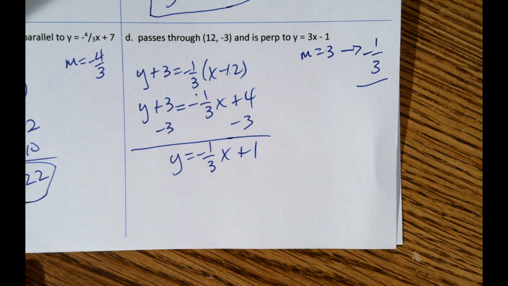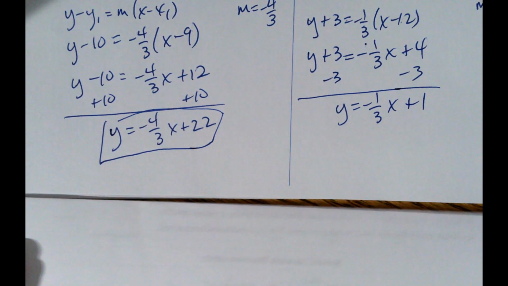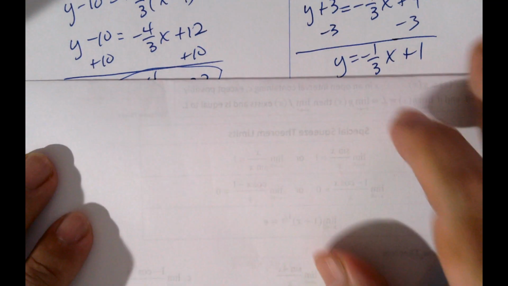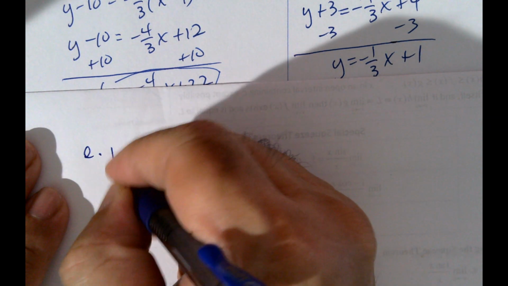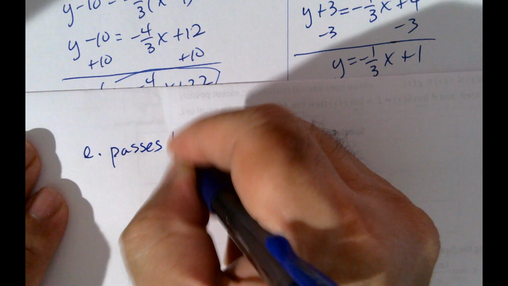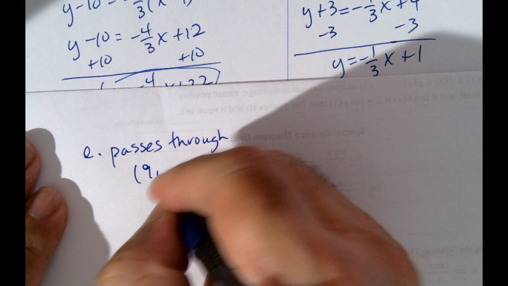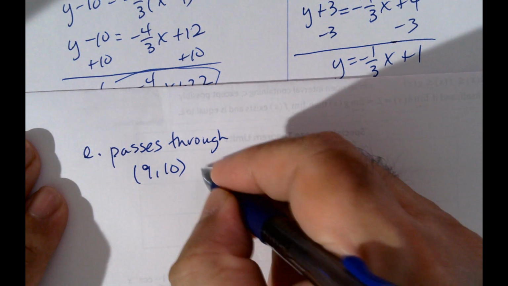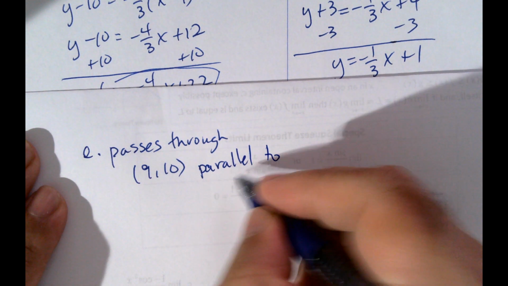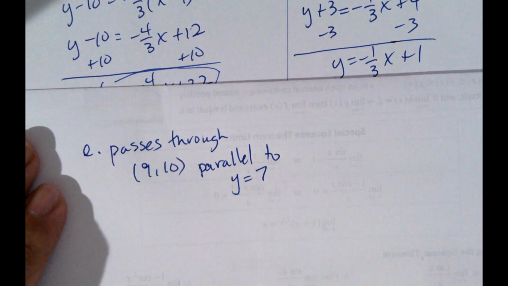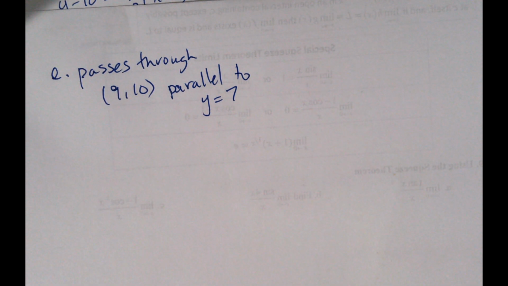All right, now this really needs 2 more examples. So I'm going to do 2 more examples. So write this somewhere else on your paper. Example E passes through the point, you can use the same point, 9, 10, and parallel to y equals 7. So we want to go through the point 9, 10 and parallel to y equals 7.